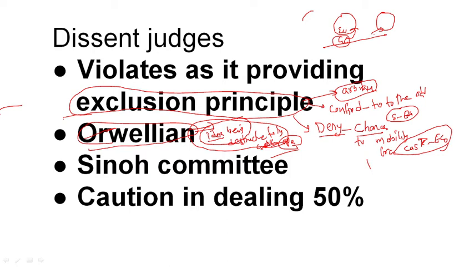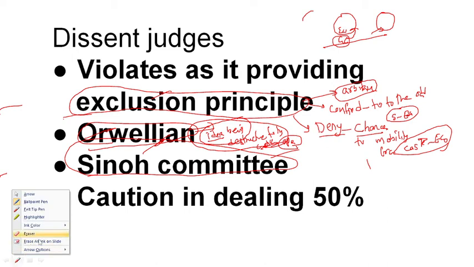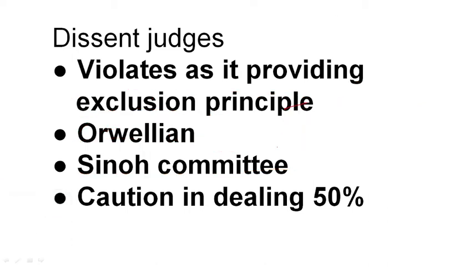That's the reason it is called an Orwellian structure, an Orwellian idea. Next, Justice Ravindra Bhatt quoted the Sinha Committee. The Sinha Committee was published in the year 2005, and it spoke about reservation and the backward people in India.